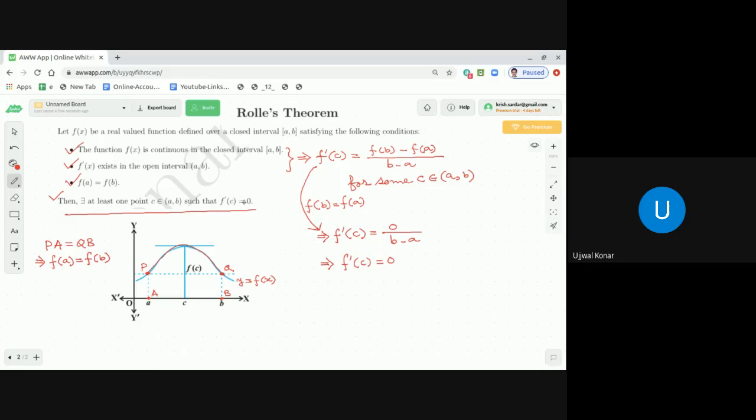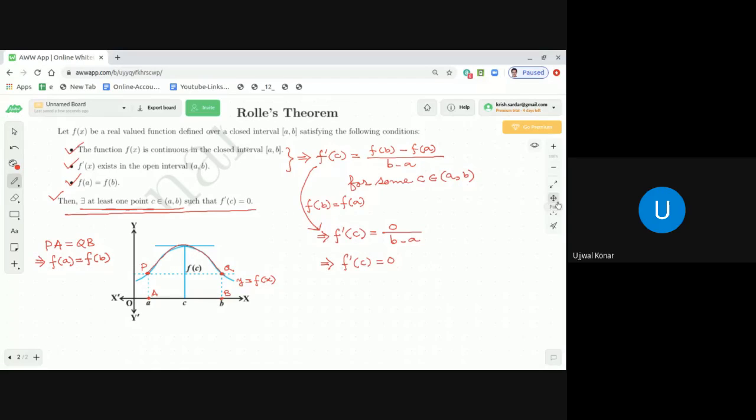Now as we get FA equal to FB, what we get is that there exists at least one point c belongs to the open interval a comma b such that f dash c is equal to 0. And that is what is the Rolle's theorem. Now there is one point I would like to emphasize. What is mentioned? There exists at least one point c belongs to a comma b. That means it may be possible that there exists more than one point in between a and b.